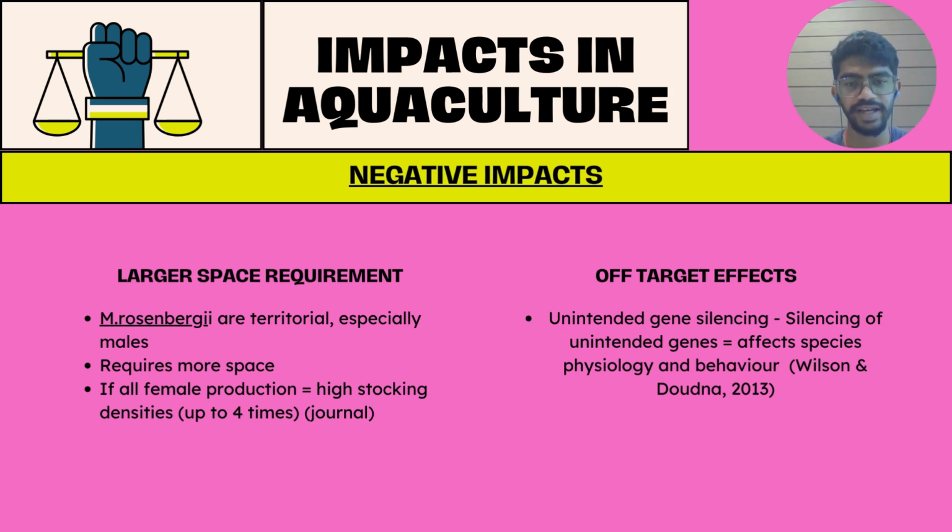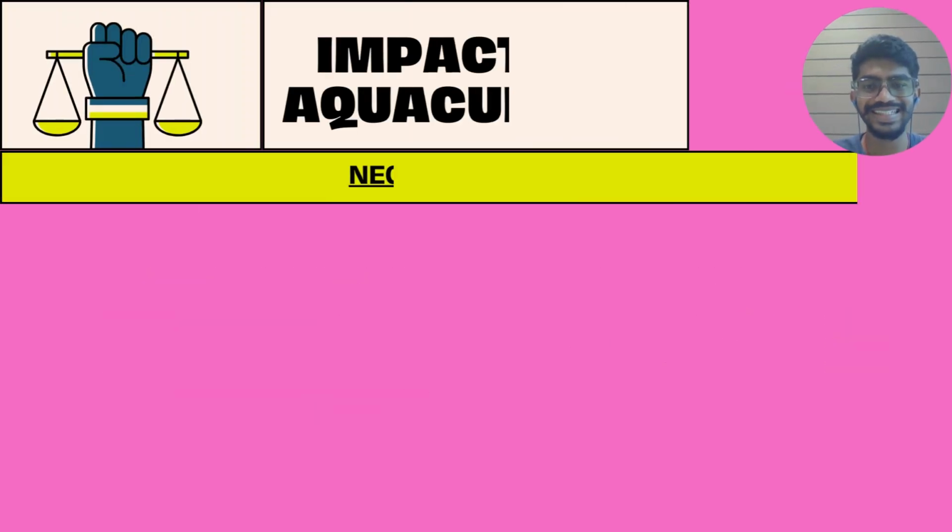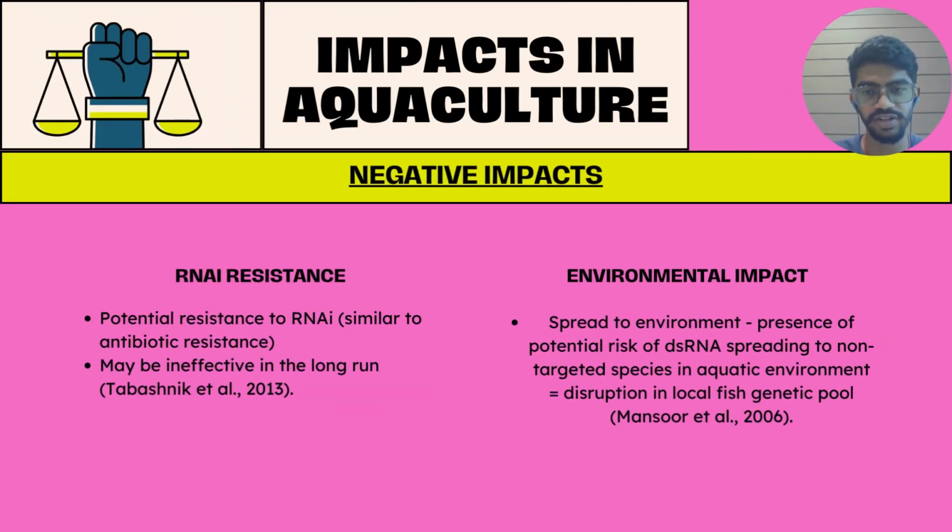Next is off-target effects. Sometimes in gene knockdown there might be unintended gene silencing, where we silence unintended genes, which can affect the species' physiology and behavior, and could affect the monosex population. The third negative impact of gene knockdown is RNAi resistance. There is potential resistance to RNAi, with a similar ideology to antibiotic resistance. This may make it ineffective in the long run.